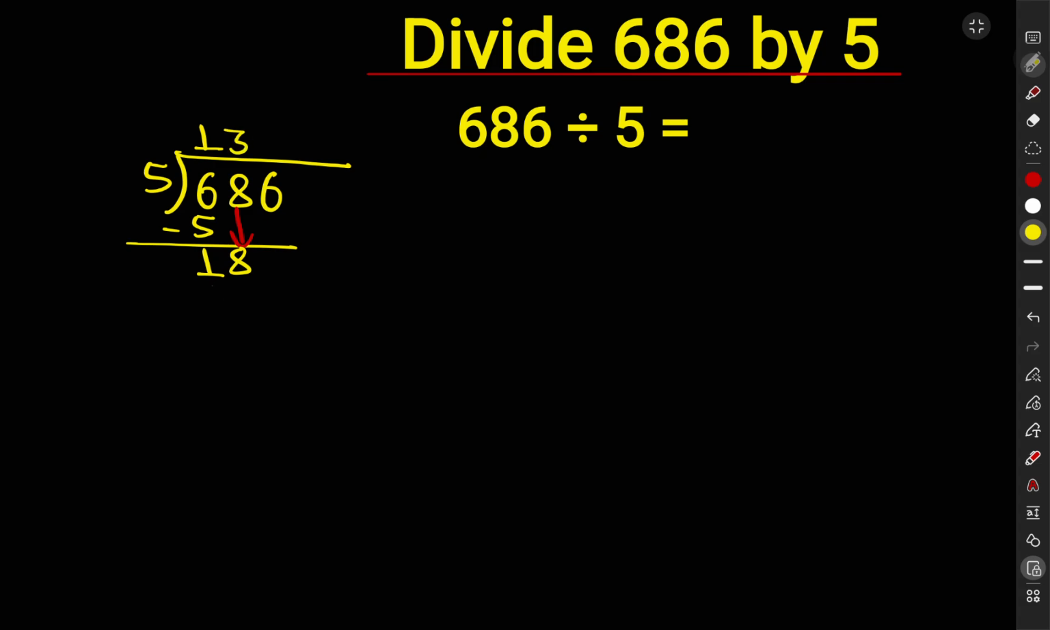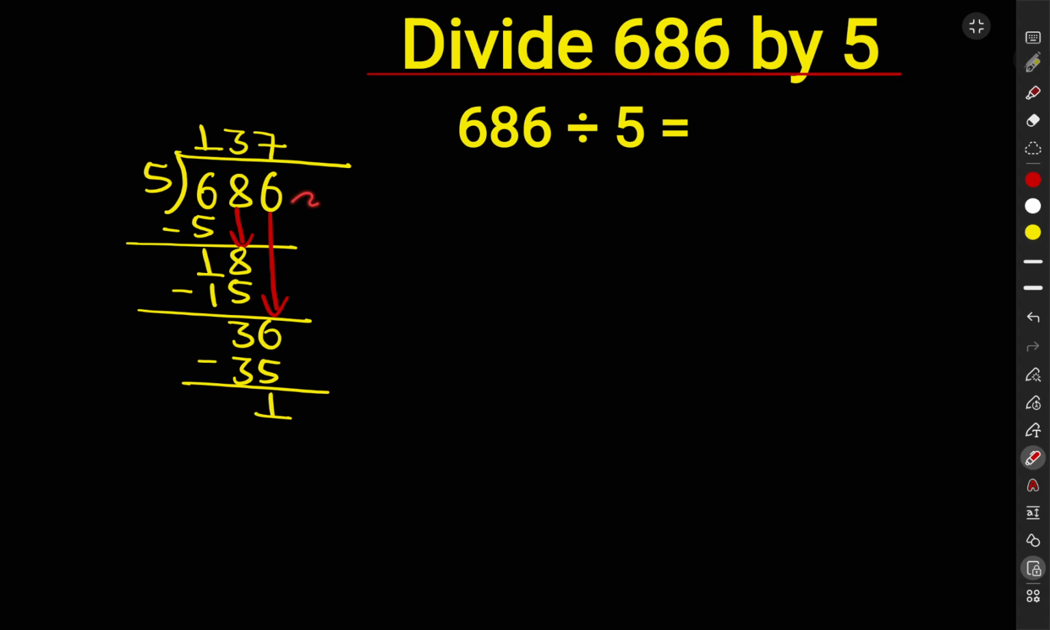5 times 3 is 15. On subtracting we get 3. So again we put down this 6 and it is 36. 5 times 7 is 35. On subtracting we get 1.